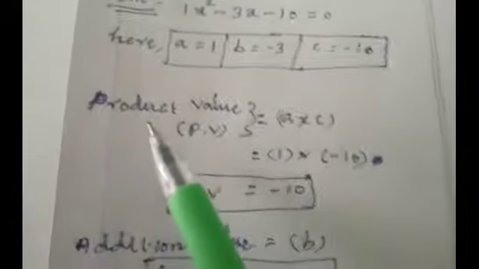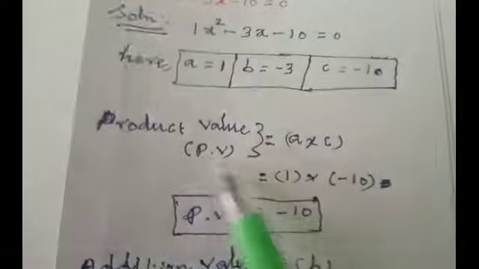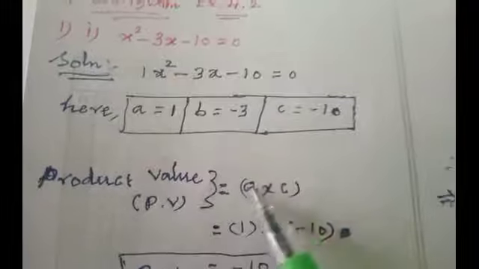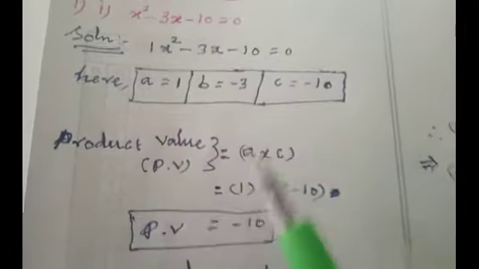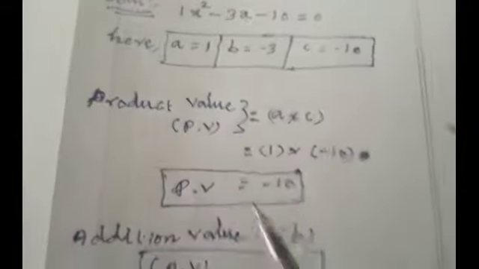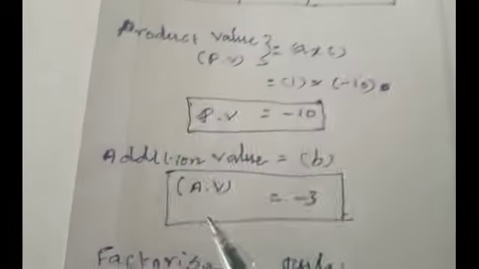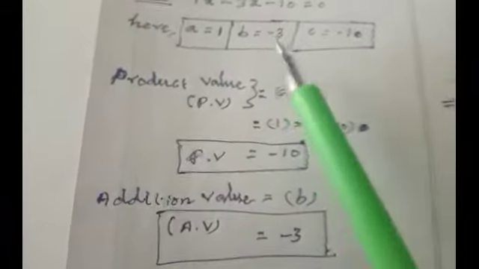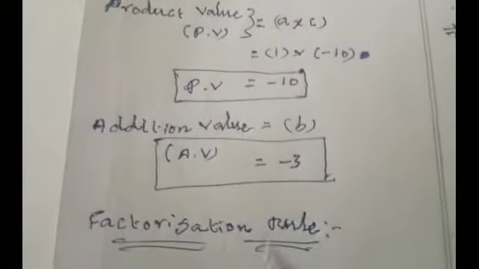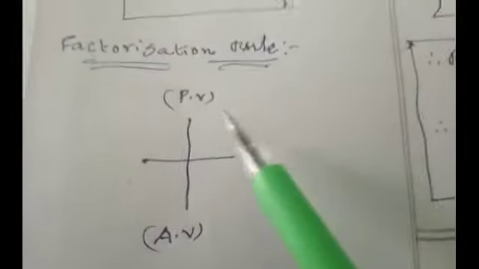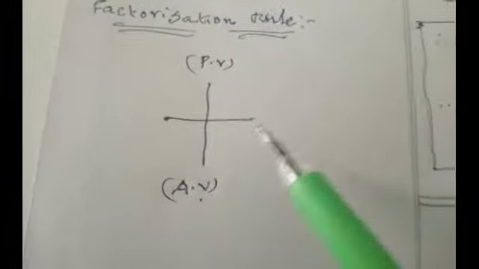Now we have to find the product value. For factorization we need the product value, called PV, and we need the addition value, called AV. For the product value we multiply A and C. A is plus 1 and C is minus 10, so 1 into minus 10 is minus 10. This is called the product value. The addition value means the value of B, so here B is minus 3. As per the factorization rule, the product value should be written on the top and the addition value below. So we make a line like this.